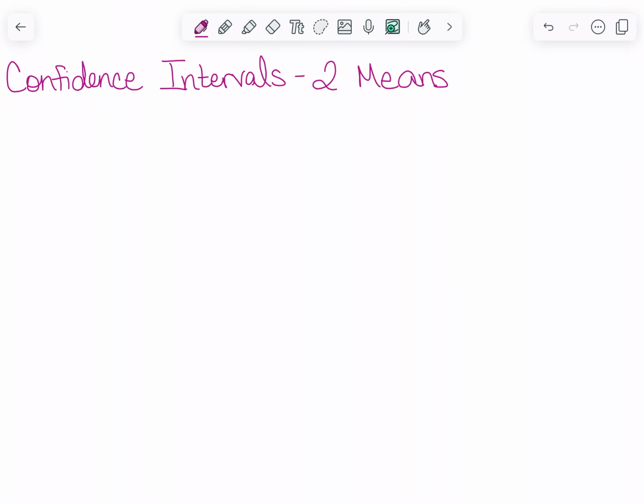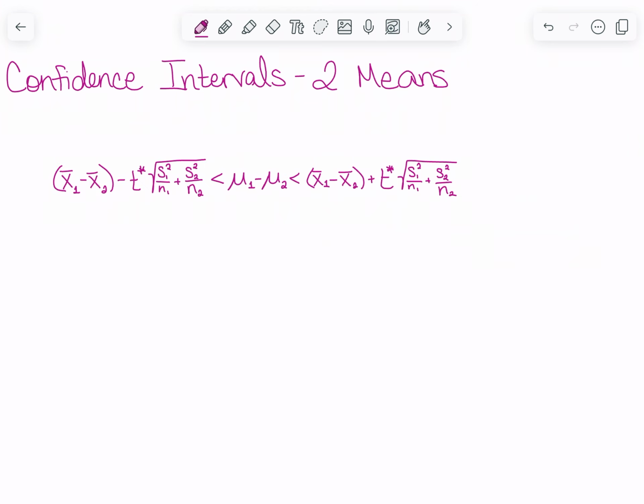Confidence intervals when we want to compare two means. In this situation, my formula would be x1 bar minus x2 bar minus t star times the square root of s1 squared over n1 plus s2 squared over n2 is less than mu1 minus mu2. And then that'll be less than the exact same thing except for a plus t star times the square root.